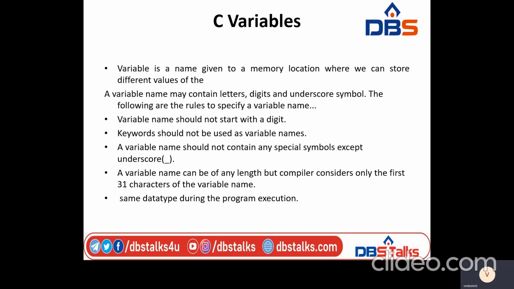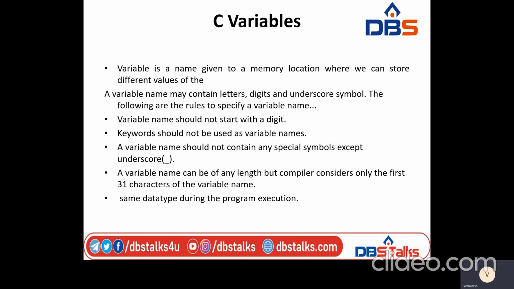At the same time, keywords should not be used as variable names. Again, a variable name should not contain any special symbols except underscore. A variable name can start with an underscore, but it should not contain any other special symbols. In a variable we can use any number of characters, but it will take 31 characters. It holds the same data type during program execution. All these are the variable creation rules.